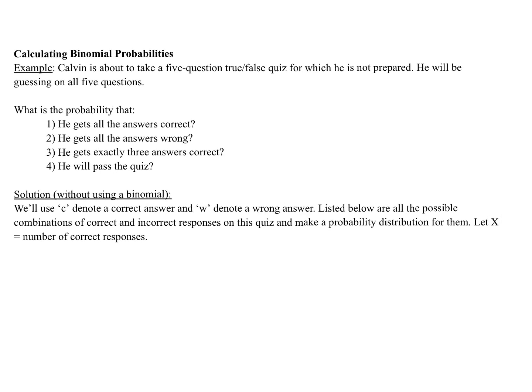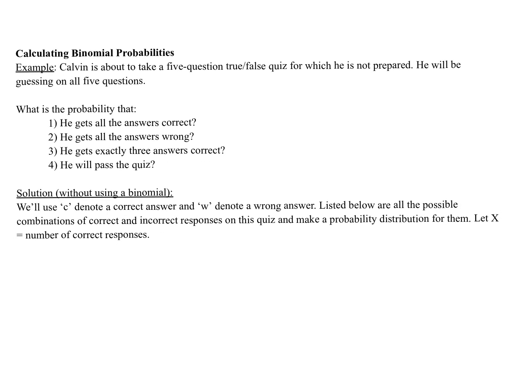So let's talk about how we calculate binomial probabilities. And we're going to start by doing an example with this. So Calvin is about to take a 5-question true-false quiz for which he is not prepared. So he will be guessing on all 5 questions.